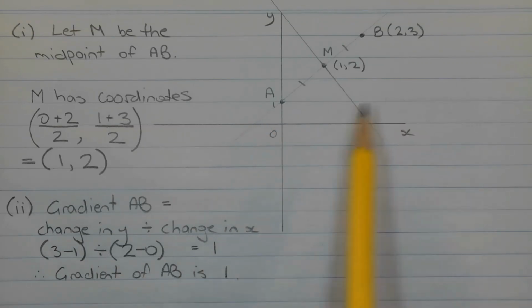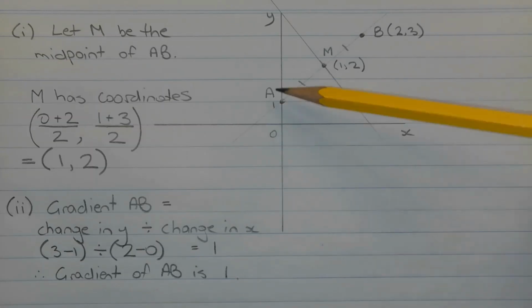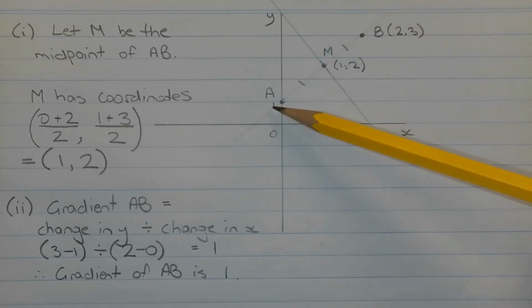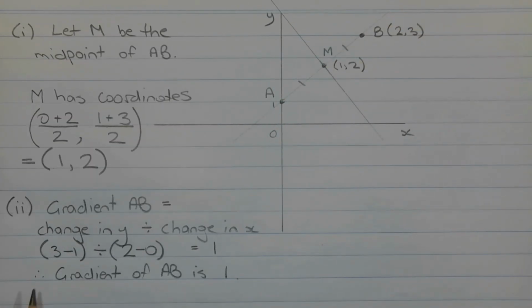Now from left to right, the change in y, or the vertical change, going from 1 to 3 is given by 3 minus 1 in brackets, and the change in x, starting from 0 ending up at 2, the change in x is the difference between 2 and 0, so 2 minus 0, and that gives us 2. So 3 minus 1 in brackets divided by 2 minus 0 in brackets gives us 1. Therefore, the gradient of AB is 1.